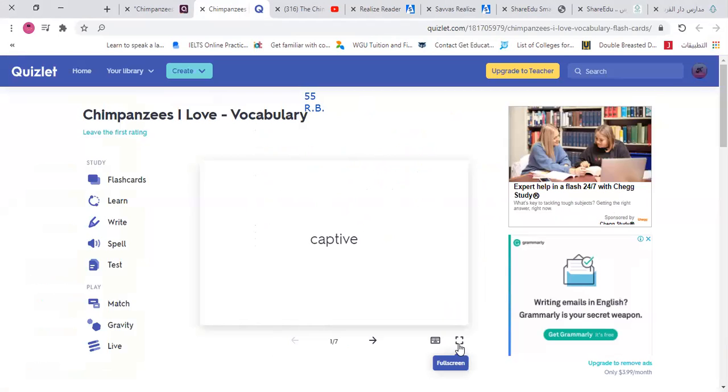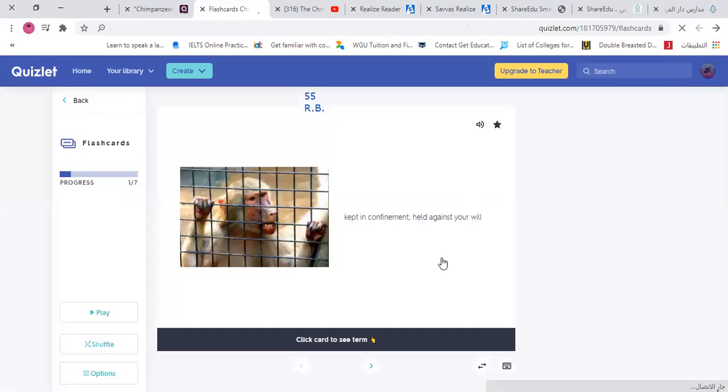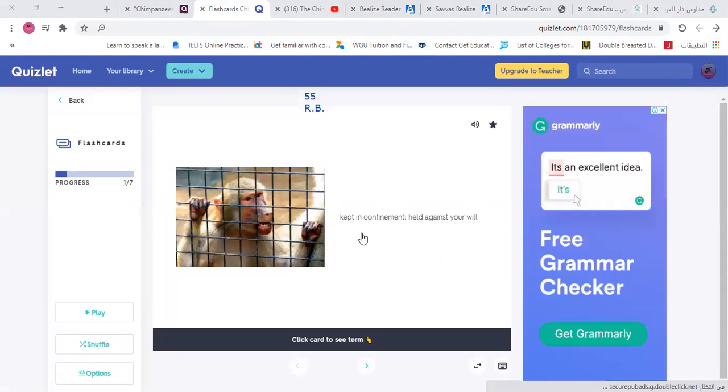Okay, can you see this picture with me? That's good. The first word is captive. What does captive mean? Like this monkey in the cage. Captive means to keep someone in confinement, held against your will. For example, if you bring a person from the street and put him inside a jail. Of course, nobody likes to stay in jail. So you bring him against his will and you keep him in that jail and close it on that person. It means that I keep that person captive, which means that I hold him against his will and put him behind bars.